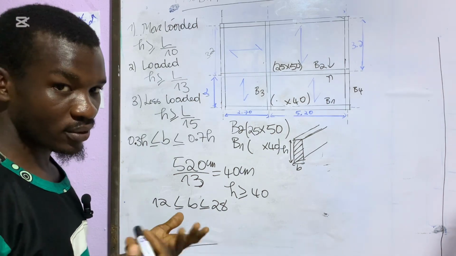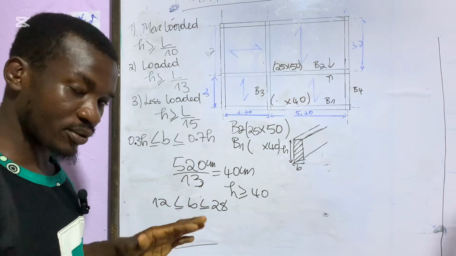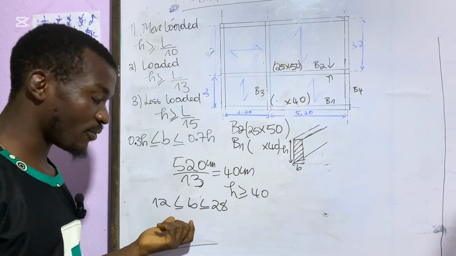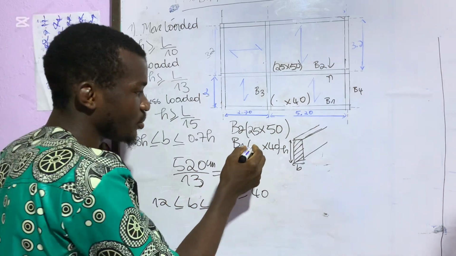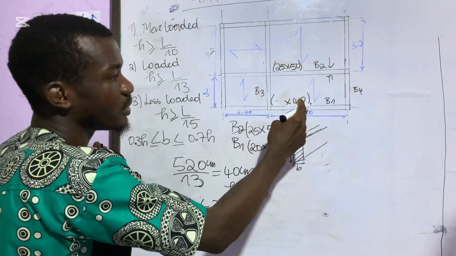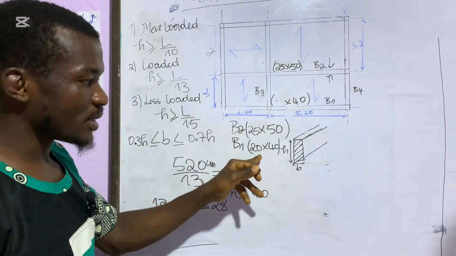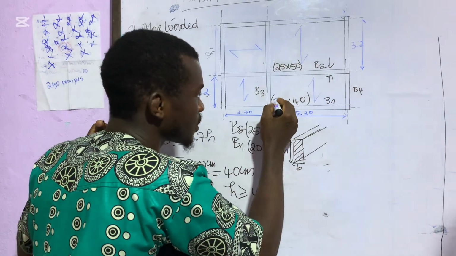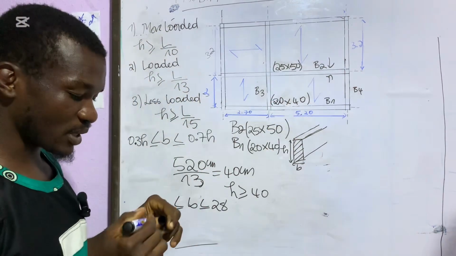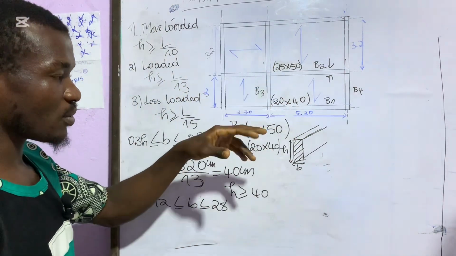As I told you, I usually take the mean value. You know already the reason. The mean value of 40 will be 20 in this case, so we'll have 20. So the beam B1 will be a 20 by 40 beam. Okay, that's the pre-dimension of B1. So we are done with B1, B2.